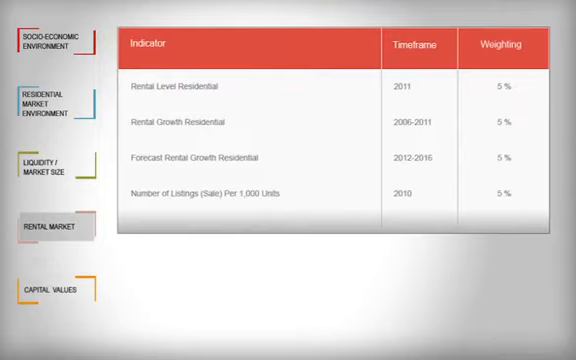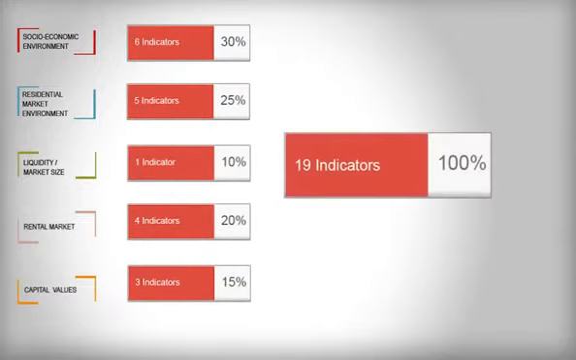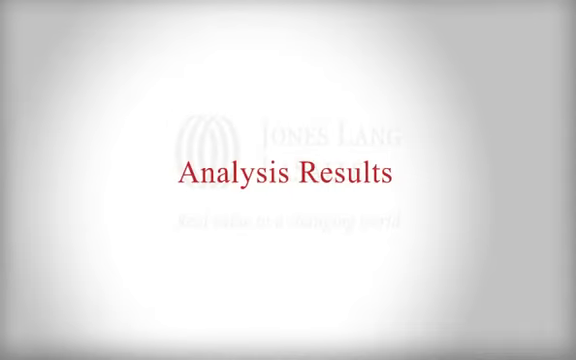For the rental market, the historic development is supplemented with a 5-year rental forecast. In total, 19 indicators for the respective weightings have been selected for the example analysis. Now let's have a look into the results.